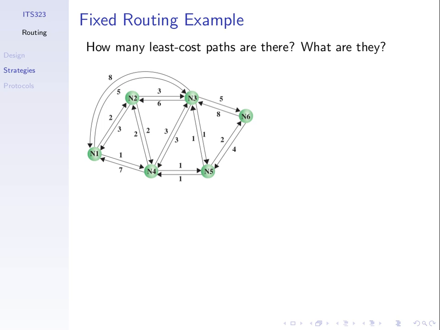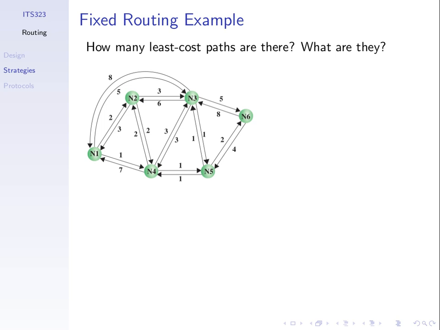Node 6 is the source, sending to node 1. So the source, we'll not do all of them. What's the least cost path from node 6 to node 1? First, it's not always the same as the least cost path from node 1 to node 6. Remember, the cost in the opposite direction may be different. So you need to calculate what is the least cost path from node 6 to node 1.